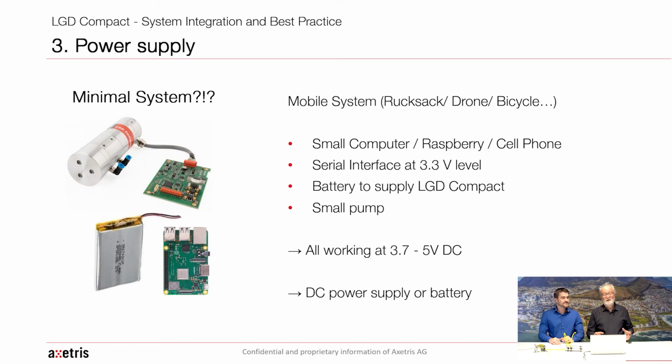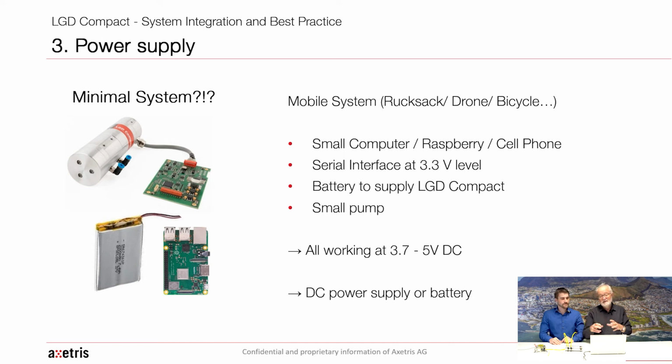Okay, what is a minimal system you could design to measure gas? This would be one LGD Compact. What else do you need? That's a small computer for data storage or for communication, something like a Raspberry Pi, or it could be a cell phone. It has a serial interface at 3.3 volt levels, like our mainboard has.